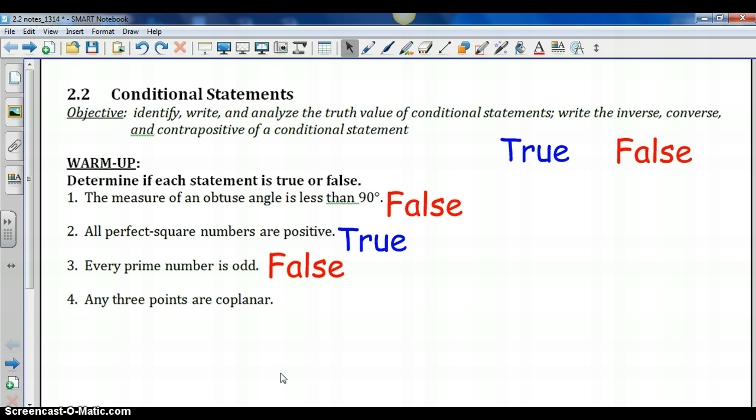Number 4, any 3 points are coplanar. We know by the definition of a plane, it takes 3 points to determine a plane, so any 3 points would always be coplanar.